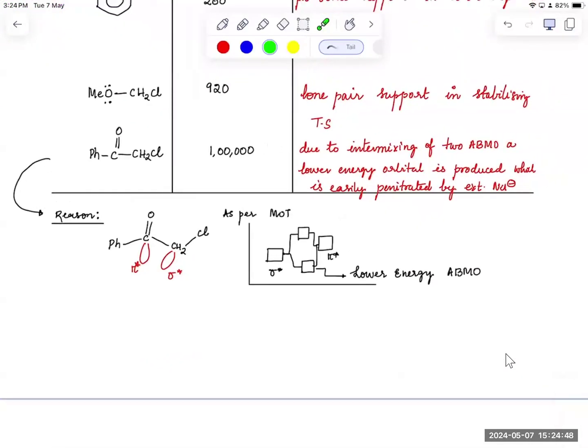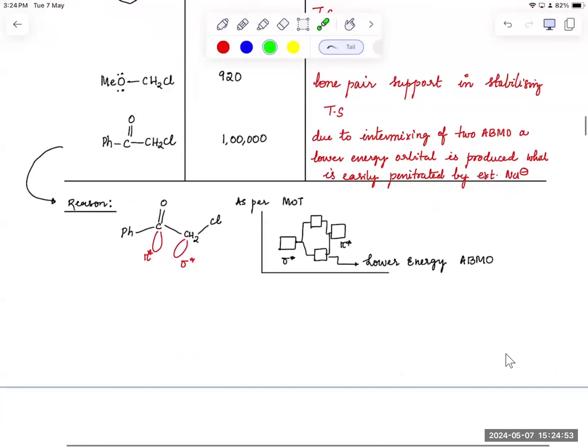The last one is a special case where you have C double bond O adjacent to CH2Cl, right? CH2Cl is here. You can see the nucleophile is trying to attack here, correct? Now, what would happen is Cl is trying to leave and the nucleophile is trying to attack. But this C double bond O has an empty orbital, which is pi star. So this pi star and sigma star together will mix and make a new type of orbital which has extremely low energy. This is a low energy anti-bonding molecular orbital when a sigma and pi mix with each other.